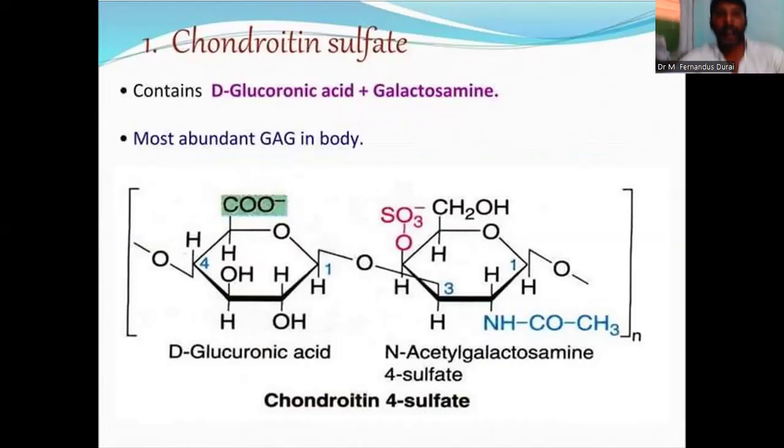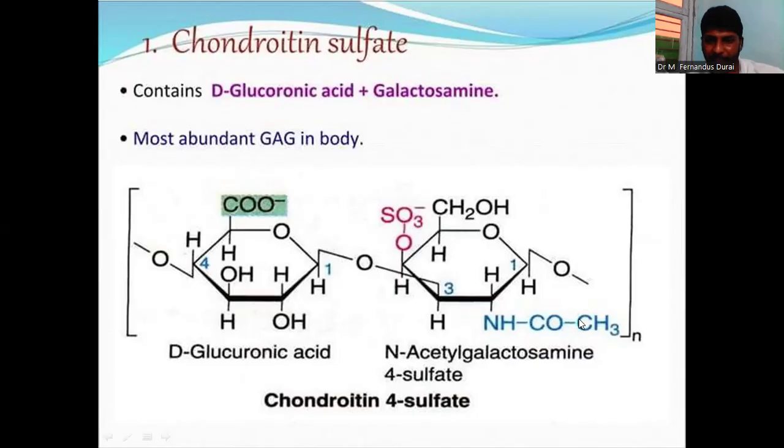And this is the structure of chondroitin sulfate. Here we can see the glucuronic acid, in sixth position we can see the COOH, and the glucosamine. In the first and second position we can see the amine group, and in the fourth position we can see sulfate. Here we can see N-acetyl galactosamine.